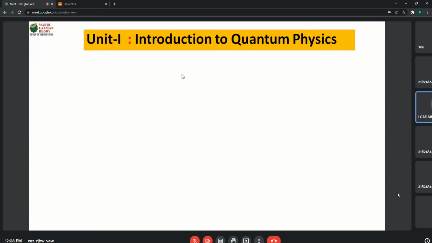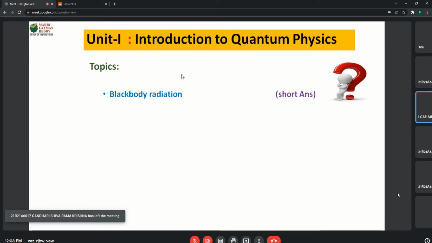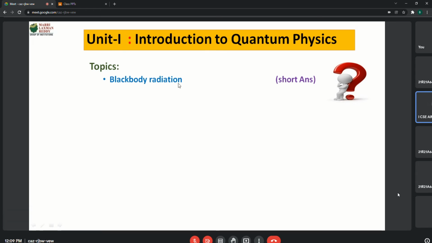What are all the important topics there are, and the tutorial problems, and the short answers and long answers which can be taken. Okay, now you see under unit 1, black body radiation. Explain about the black body radiator, its properties, and Stefan-Boltzmann law, whatever explains the black body radiation. We can expect that as a short answer question. This is the first question that can be predicted as a short answer question.